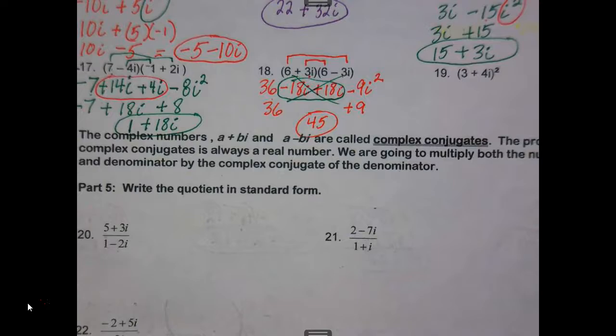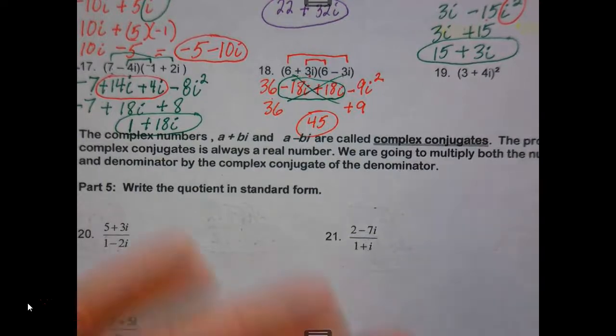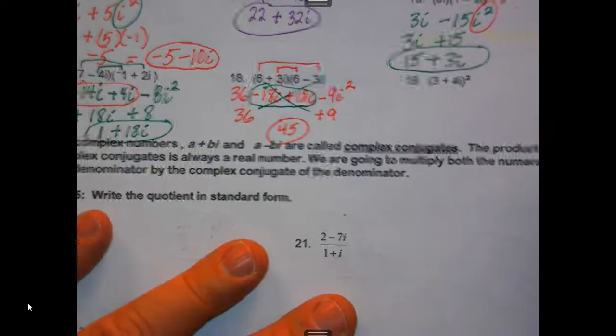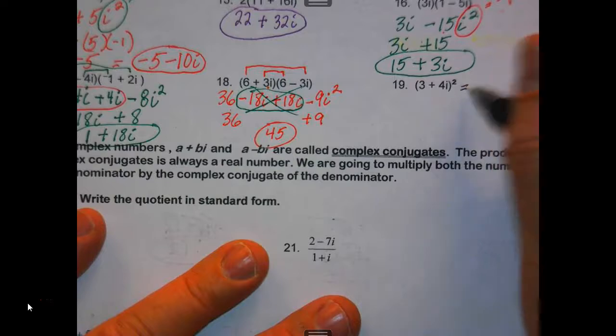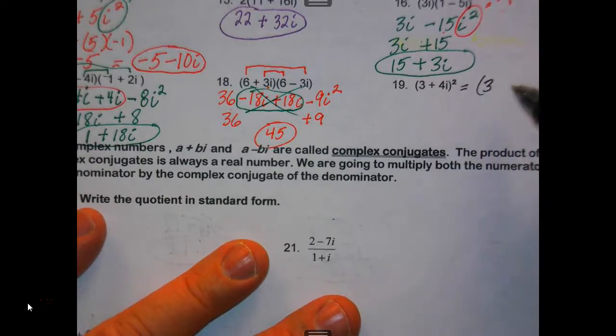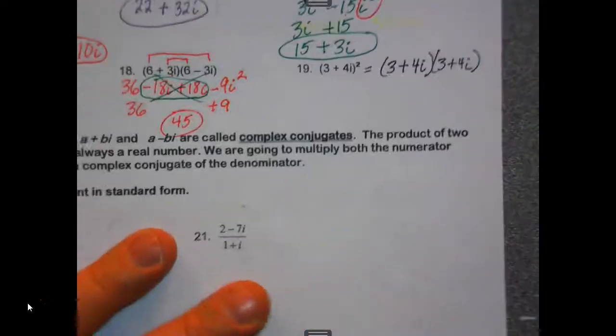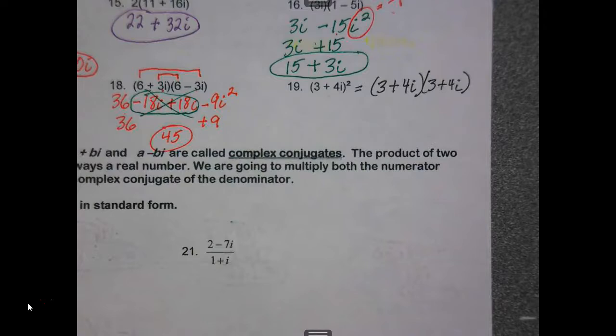Number 19. I'm going to rewrite so I can FOIL it easier. 3 plus 4i times 3 plus 4i. You don't have to, but I would prefer that you do so you don't make mistakes.